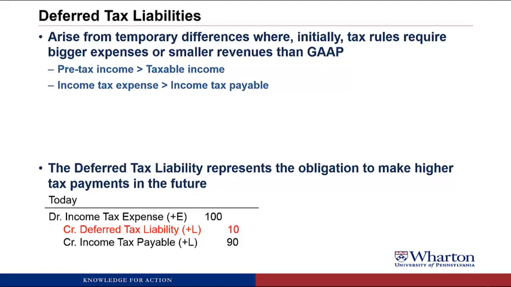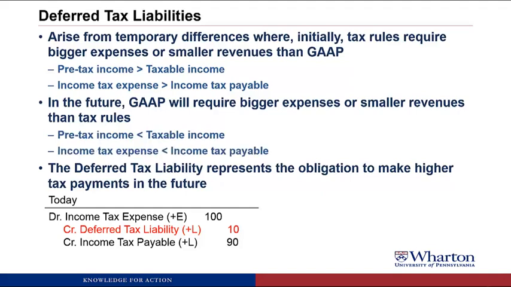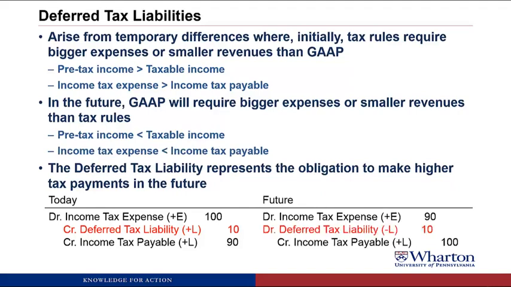So in the future, GAAP is going to require bigger expenses or smaller revenues than tax rules, so it's a temporary difference. It reverses. Pre-tax income will now be less than taxable income. Income tax expense will be less than income taxes payable. Less pre-tax income means less income tax expense on the financial statements. And we'll see the journal entry reverse.